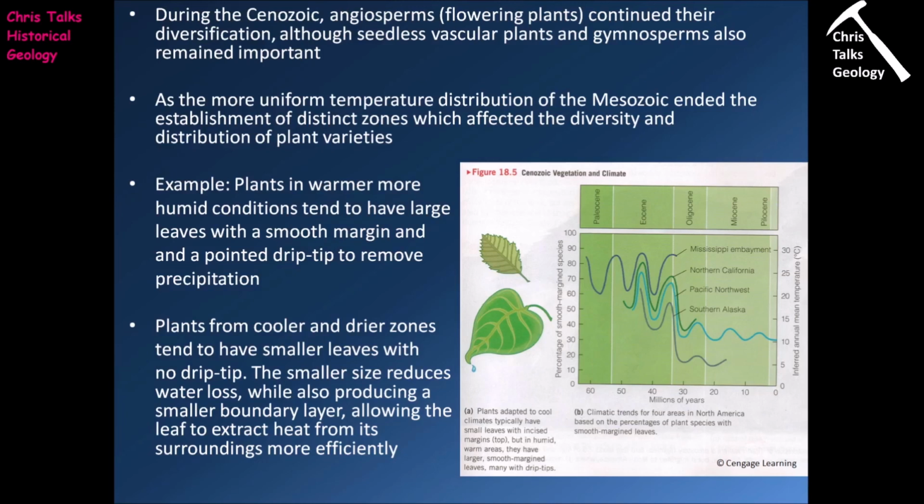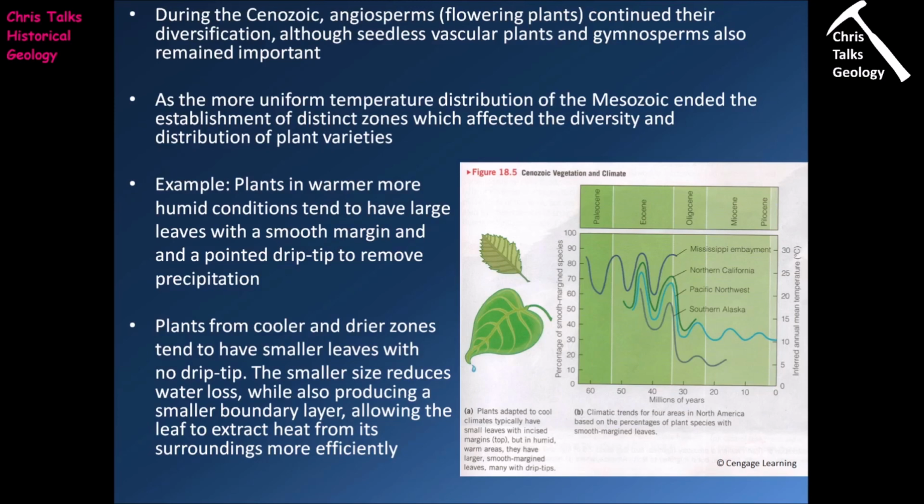Now, as we move into the Cenozoic, we see the establishment of distinct climatic zones, and obviously each of these zones is going to have its own set of conditions, and so this is going to mean plants are going to have to evolve to meet those conditions. So we're going to see an increase in the diversification of plant life, and we're going to see plants become more limited in their distribution because they become so specialized to those specific conditions.